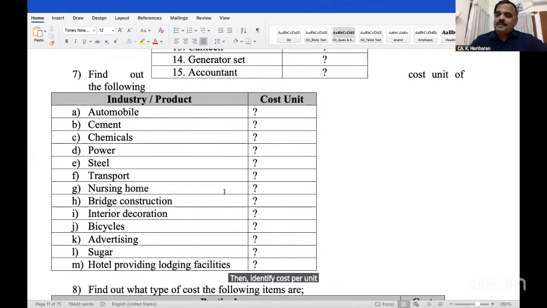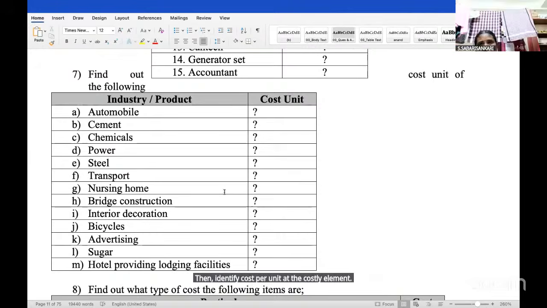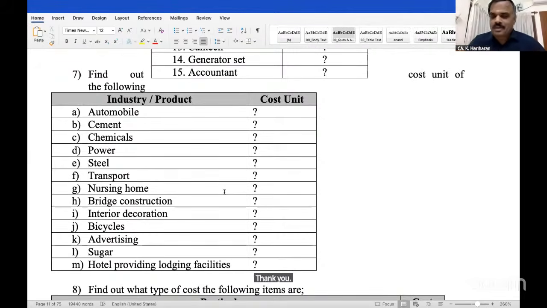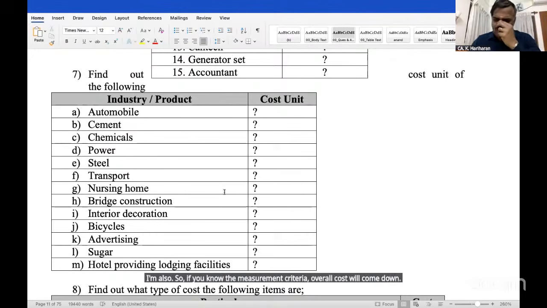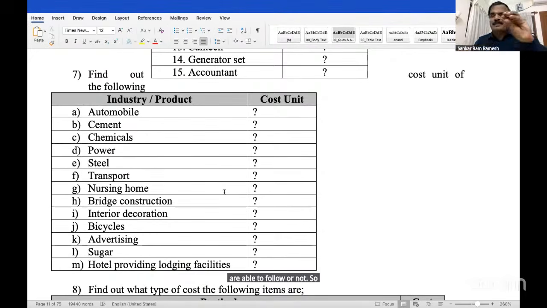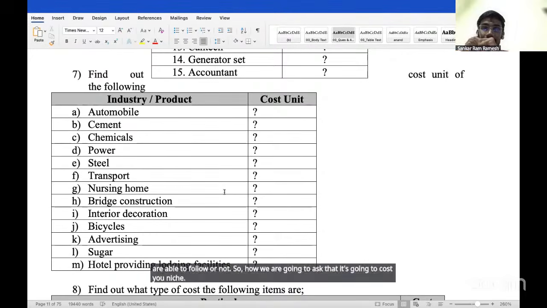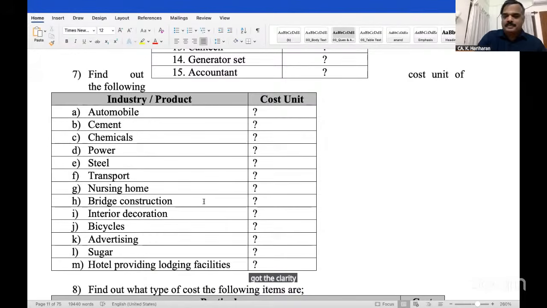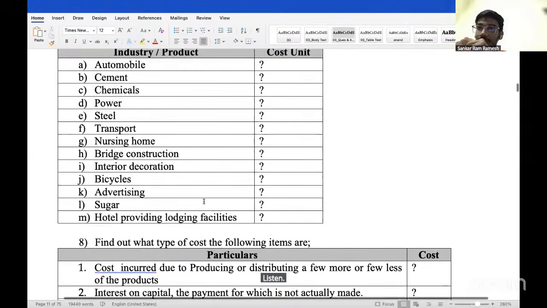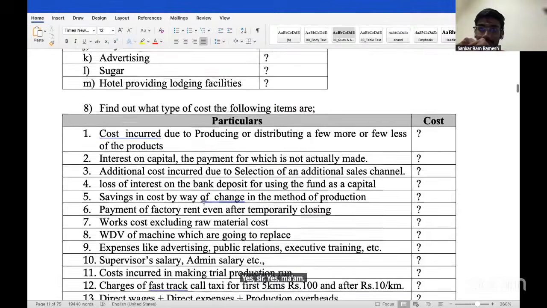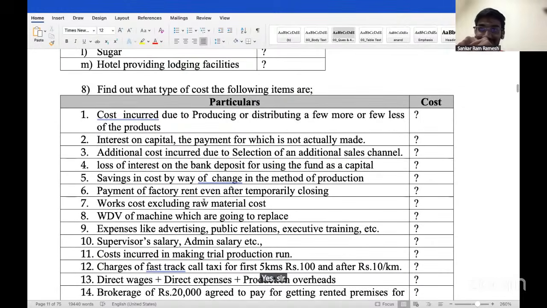எது காஸ்ட்லியா இருக்கும்? நம்பர்ஸ்ல வாங்குறது காஸ்ட்லியா இருக்கும். கவுலில வாங்கினா சீப்பா இருக்கும். So if you know the measurement criteria, overall cost will come down. Are you able to follow or not? So how we are going to use that is called the cost unit. Got the clarity with respect to cost unit? Yes, sir. Next.